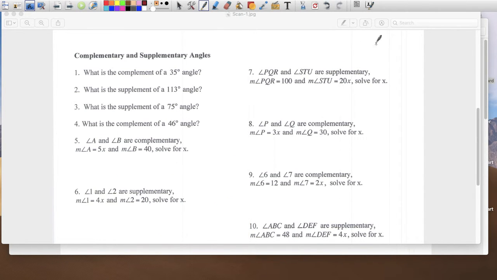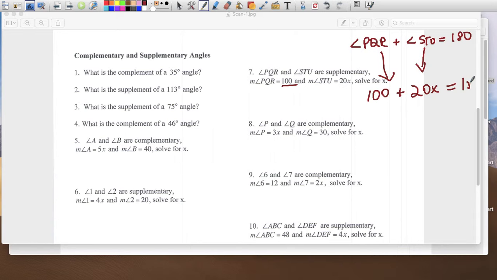7. They're both supplementary, so these two angles, this angle PQR plus angle STU, they're supplementary, they should equal 180. So I can start like this. PQR, it says it's 100, so I'm going to replace that. Plus, and STU, it says that is 20x. Right? So this angle plus this angle should give us 180.